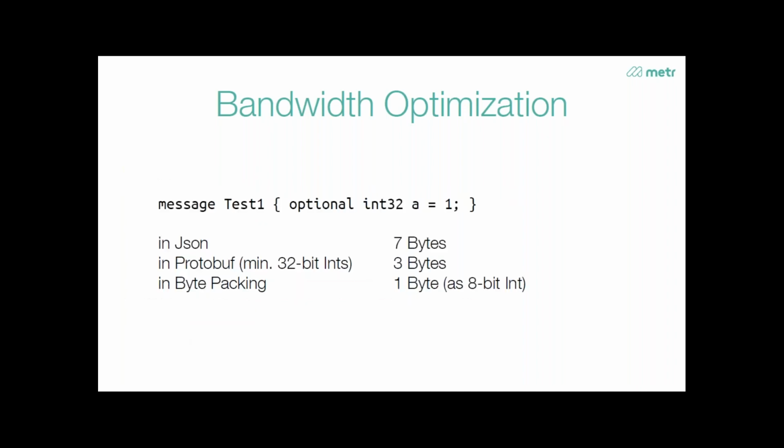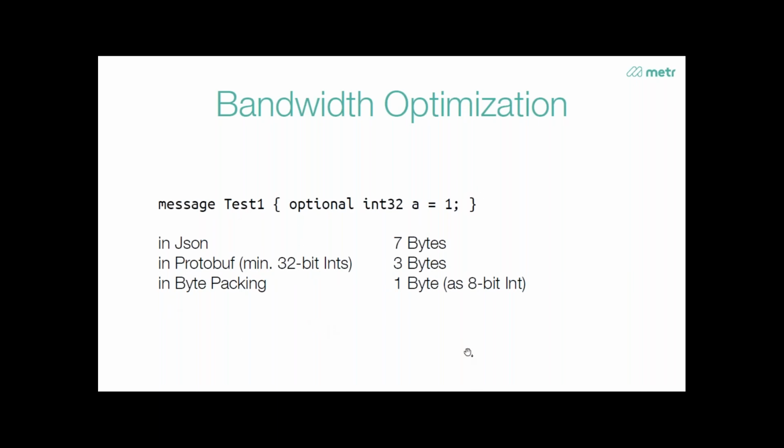Just an example here: if you have an object, as you can see here, an example message test1 with an integer of 32 bits in there. If you would express that in JSON, you could go to 7 bytes. This is pretty popular right now, to use JSON for everything as payloads, also if you just do HTTP posts. But you could optimize that if you're using protobuf, for example, with 32-bit integers, you end up at 3 bytes, which is much better for this payload here.